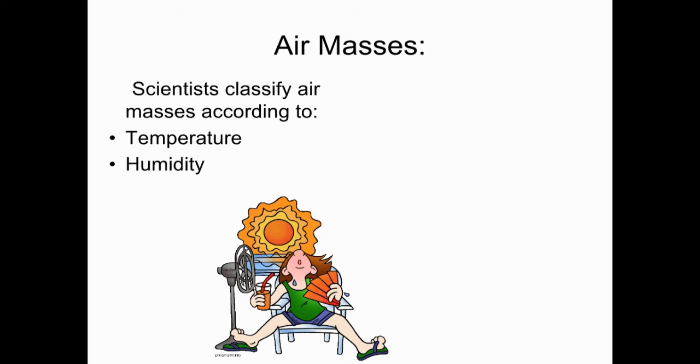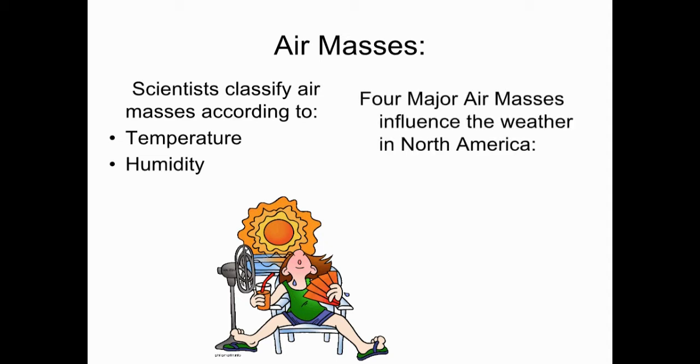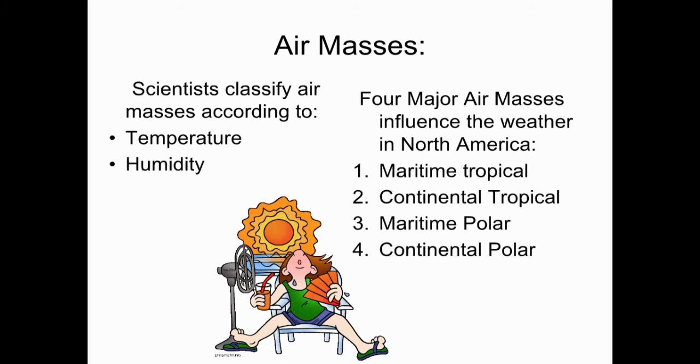Scientists classify air masses according to temperature and humidity. In North America, we have 4 major air masses that influence our weather: Maritime tropical, Continental tropical, Maritime polar, and Continental polar. You don't have any notes to take on this section, but please just pay attention carefully so you understand where each mass is coming from and what type of weather it brings.